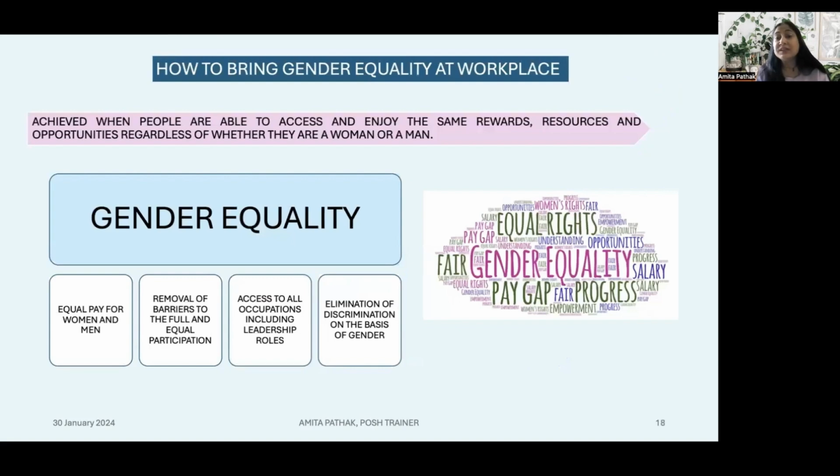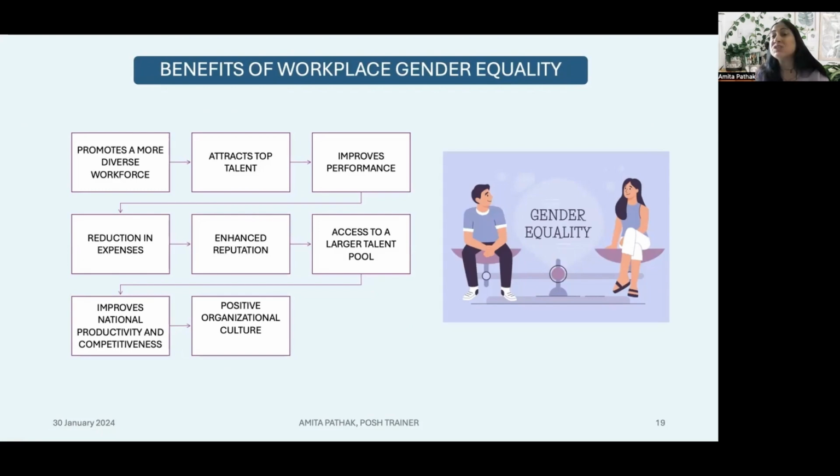How do we bring this gender inequality to equality in the workplace? How can we convert this? How can we break the barrier of gender inequality so that both genders are equal? Yes, it is very important to bring gender equality at the workplace, but how? We must begin with equal pay for women and men, removal of barriers in their promotion, participation, and leadership roles, and elimination of discrimination on the basis of gender. We should avoid or stop this. So this is the way that we can bring gender equality. If we see that both men and women are equal, then that organization will have better productivity. What are the benefits of workplace gender equality?